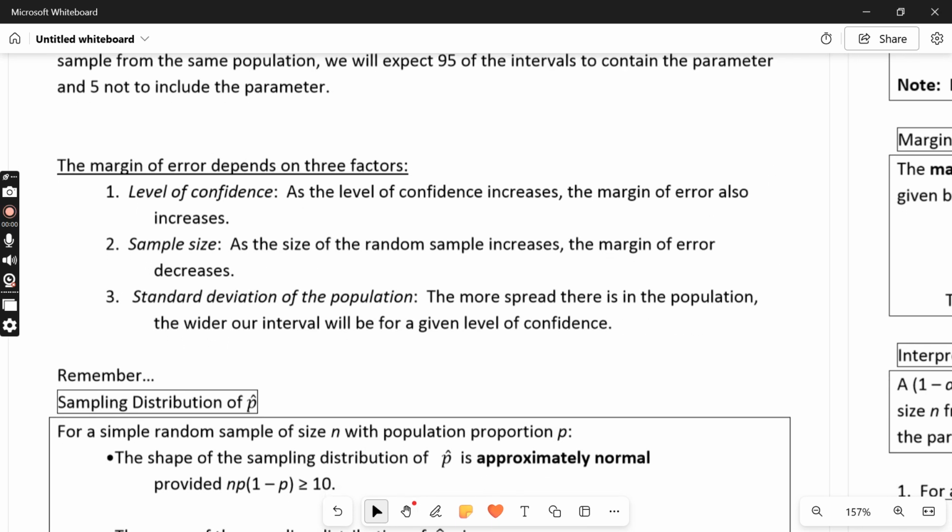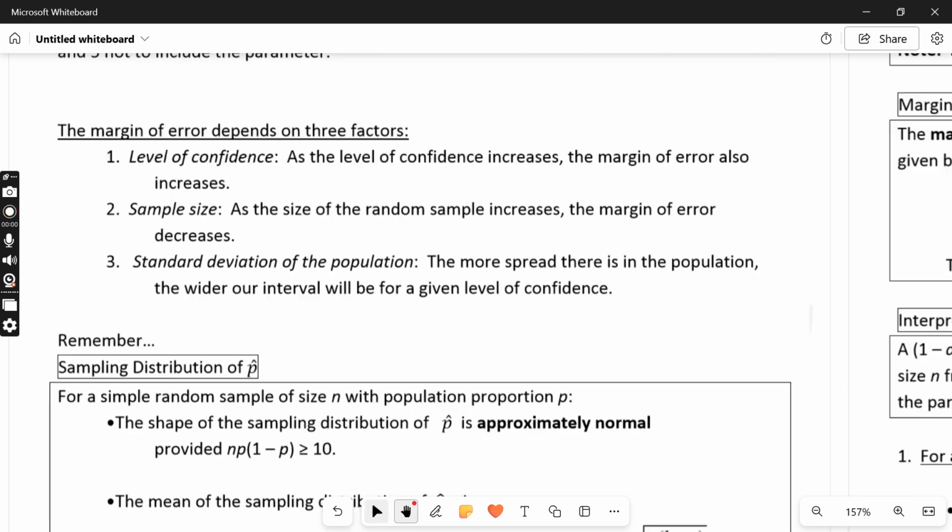Your margin of error depends on 3 things. It depends on your level of confidence. The more confident you want to be, so as that confidence level goes up, the margin of error increases. Your sample size: as the size of your random sample increases, your error decreases. And then it also depends on your standard deviation. The more spread out your population is, the wider our interval will be, which means the larger your error is.